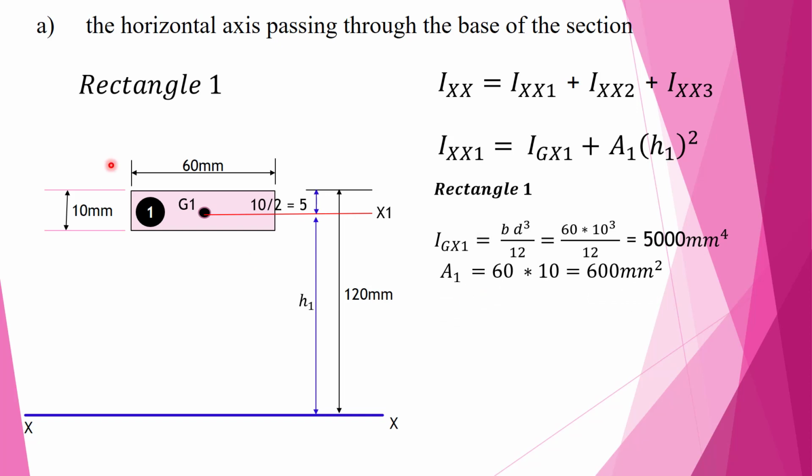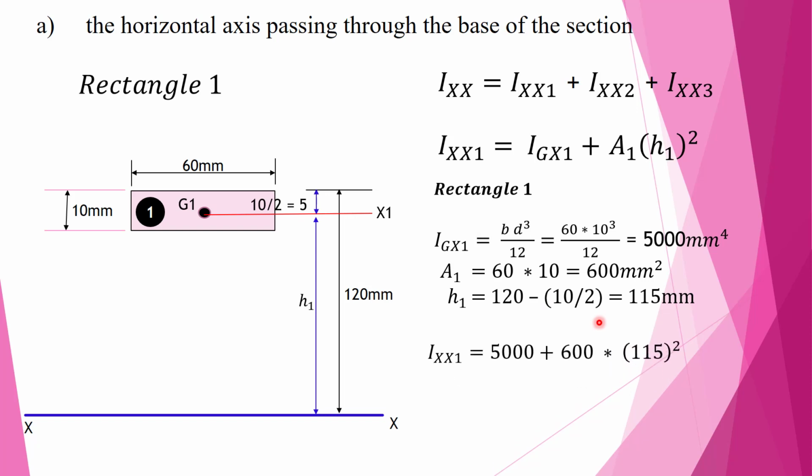Then area, it is 60 into 10, which is equal to 600 mm square. h1, that is 120 minus 10 by 2, which is equal to 115 mm. Therefore, Ixx1 will be equal to this value 5000 plus area 600 into distance square 115 square, which will be equal to 7.94 into 10 raised to 6 mm raised to 4.